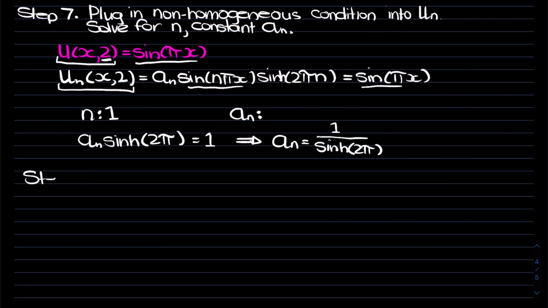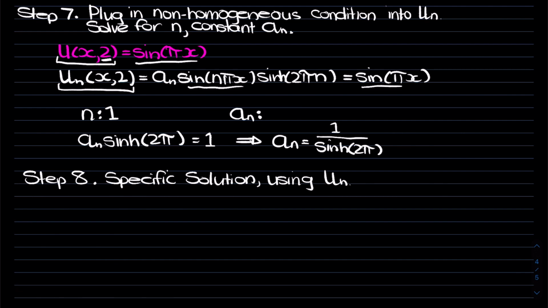Step 8. And that is to write the specific solution, because we have everything we need now. So all that this specific solution is, is u of n, but we just fill in what our constant is and what our n is.